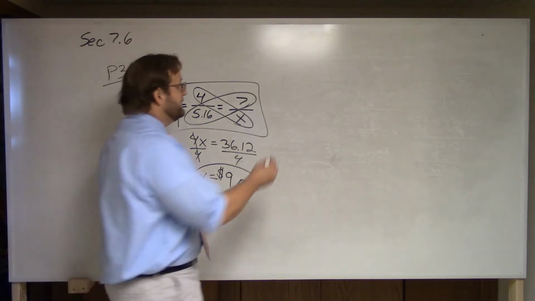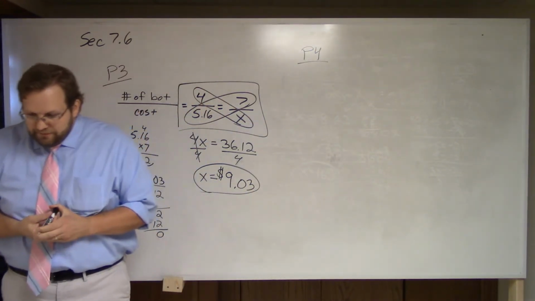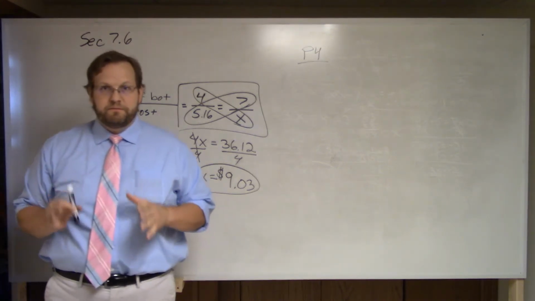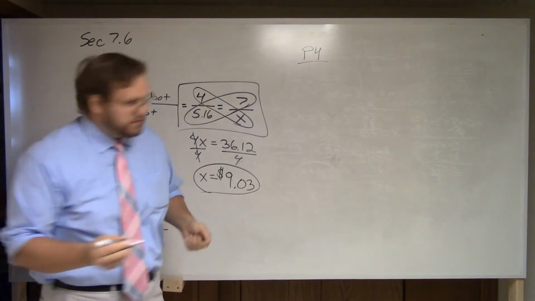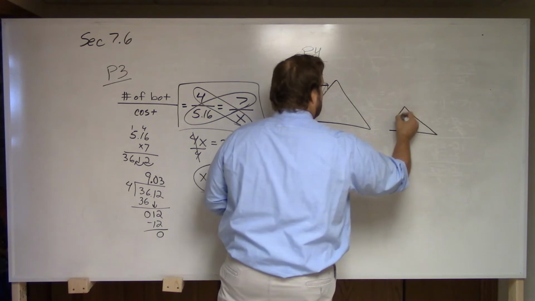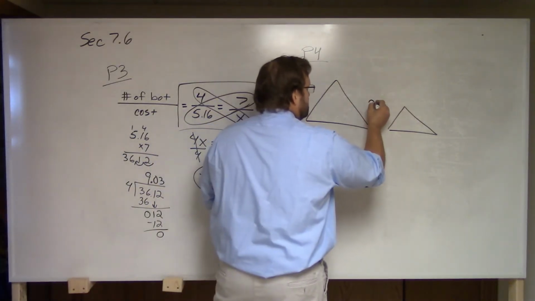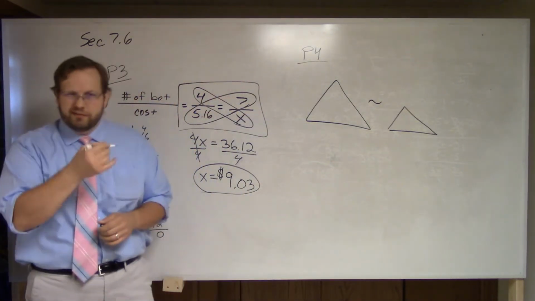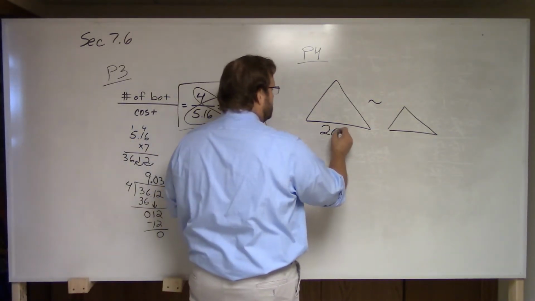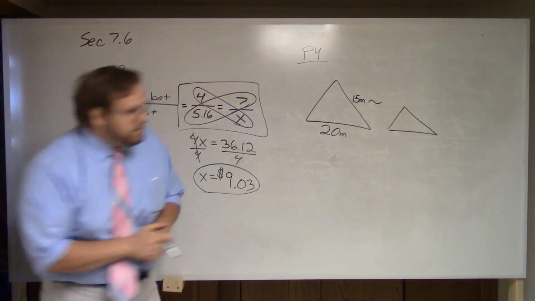Let's go on to practice 4. Practice 4 says, if the following two triangles are similar, find x. And they give you a triangle like this and a triangle like this. If you remember from geometry, similar would be denoted with that little squiggly line. Now what they give us is 20 meters, 15 meters, and then 8 meters and x meters.